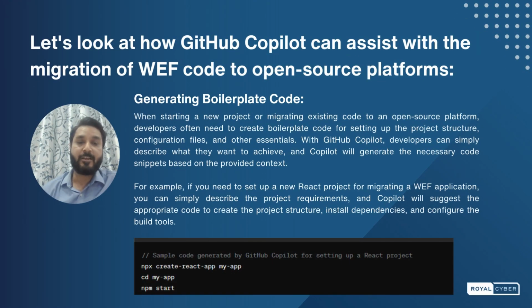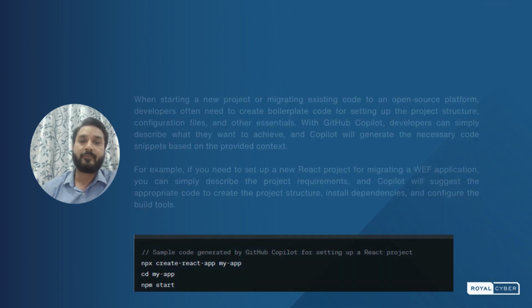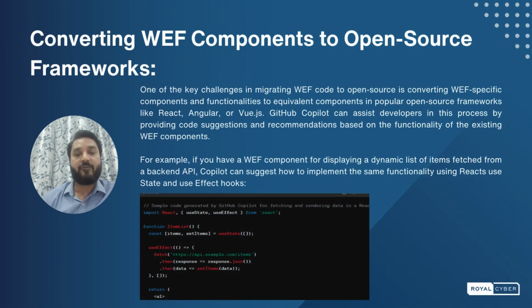Now, generating boilerplate code. When starting a new project of migrating existing code to an open source platform, developers need to create boilerplate code for setting up the project structure, configuration files, and other essentials with GitHub Copilot. Now, converting web components to an open source framework.